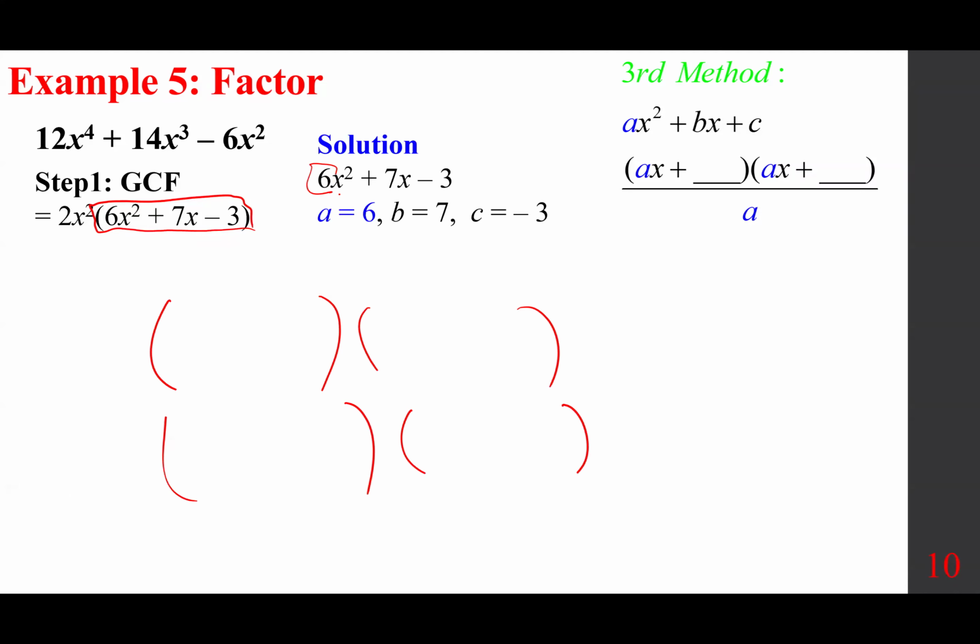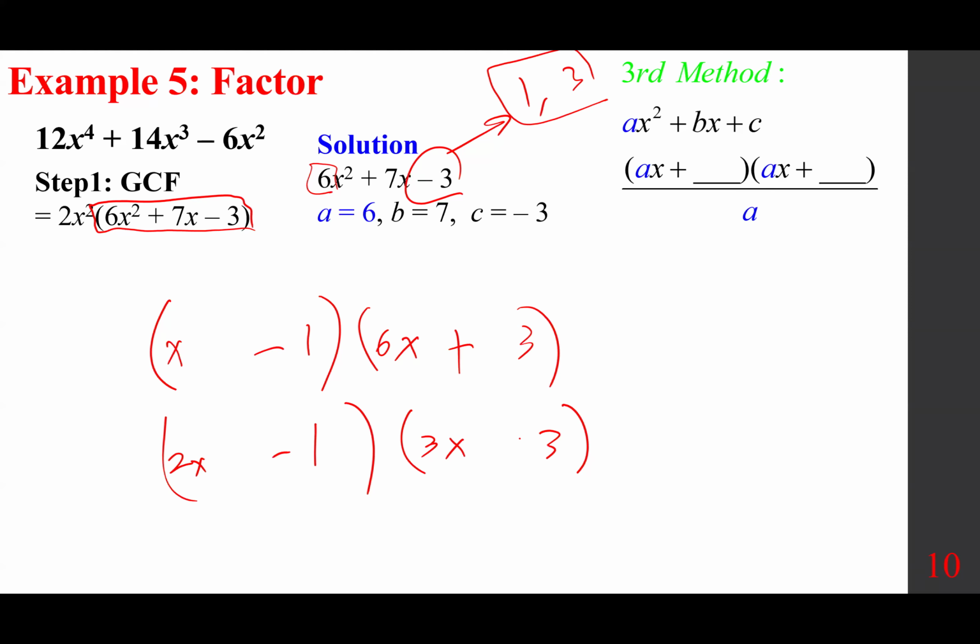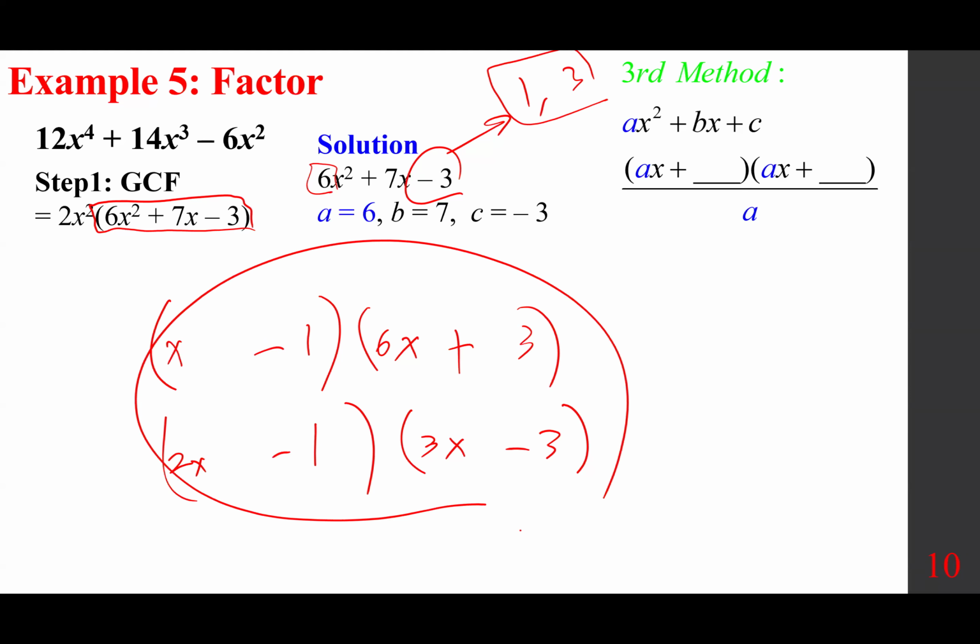For the number 6, I can say x and 6x, or 2x and 3x. And then for the number 3, it's 1 and 3, one of them negative. So you have to plug in 1 and 3, one of them negative, until it works out. This is called trial and error. But it might be a tad easier to do it by the AC method.